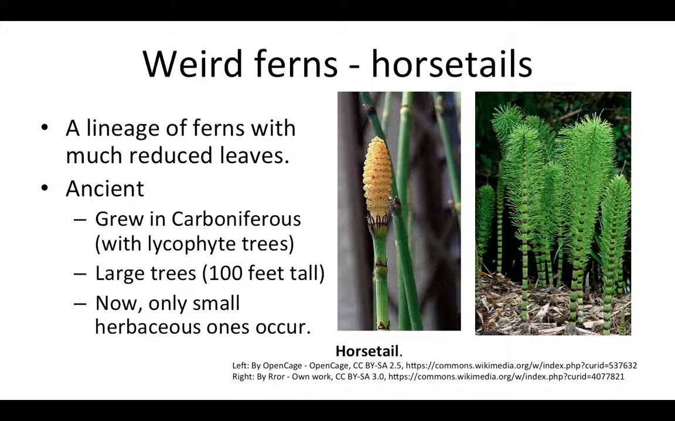The horsetails that we have now are typically on the small side. They're herbaceous like other ferns, and the ones that we would typically find might be 6 inches to a couple feet tall. However, like the lycophytes, back in ancient times they were much larger. In the Carboniferous period, when we had lycophyte trees, we also had horsetail trees, and these trees could be 100 feet tall. So that's as tall as the tallest trees you're used to seeing in the southeast of the United States today. Those, like the lycophyte trees, have gone extinct, leaving us only the smaller herbaceous horsetails today.